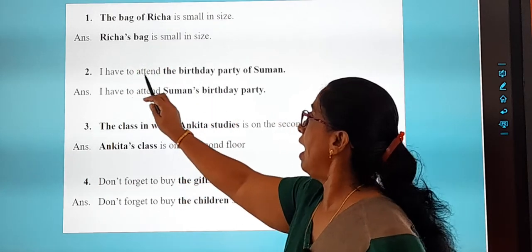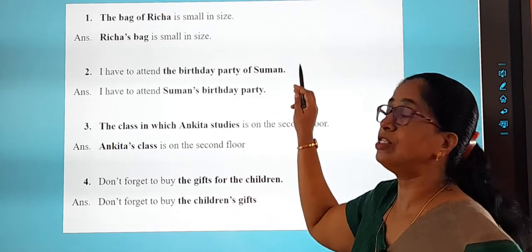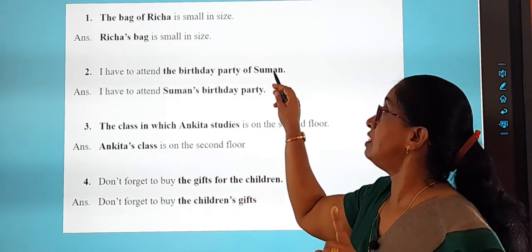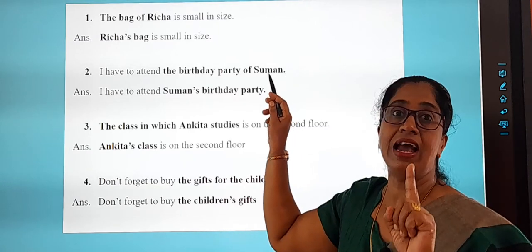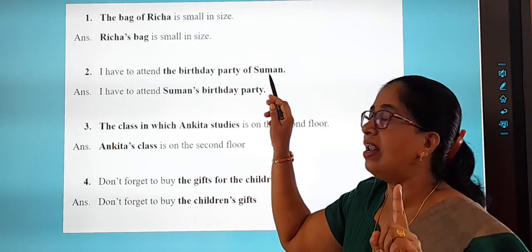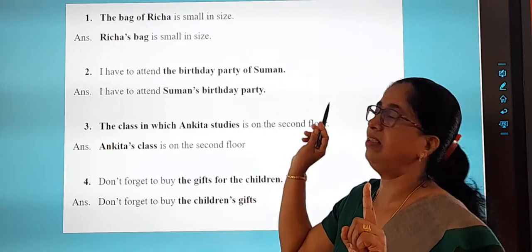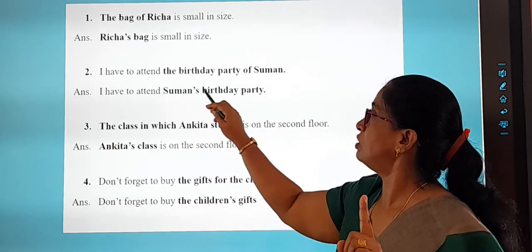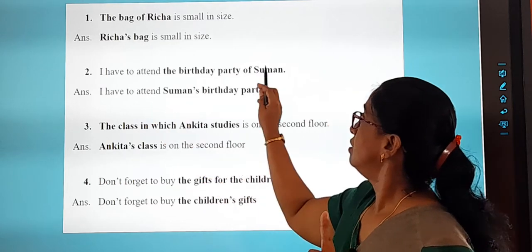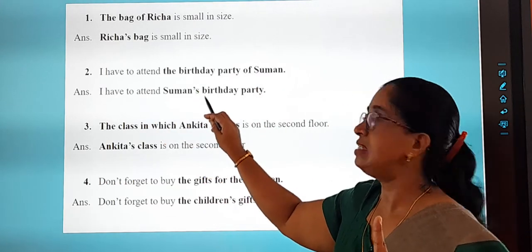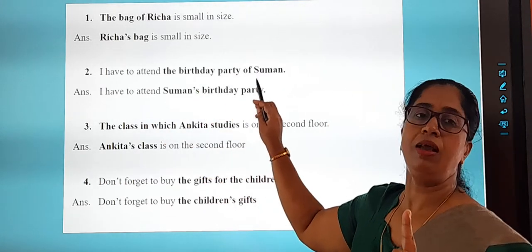Next, I have to attend the birthday party of Suman. The naming word is Suman, and see, Suman is ending with N. So, how will I write? Suman's birthday party. Suman apostrophe S. I have to attend Suman's birthday party.